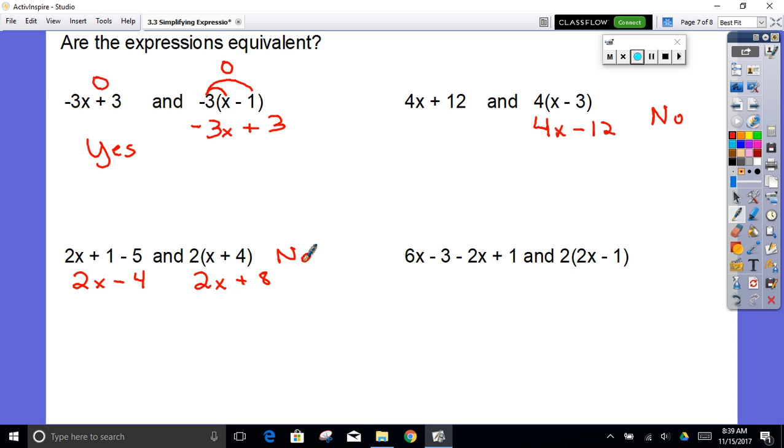Okay, last one. Katie, are they equivalent expressions? No. Why not? Because I got 4x minus 2 for the first one, and then the second one, they are. Okay, good. You caught yourself. So you also get 4x minus 2. So the answer is yes. Okay, any questions about any of this?